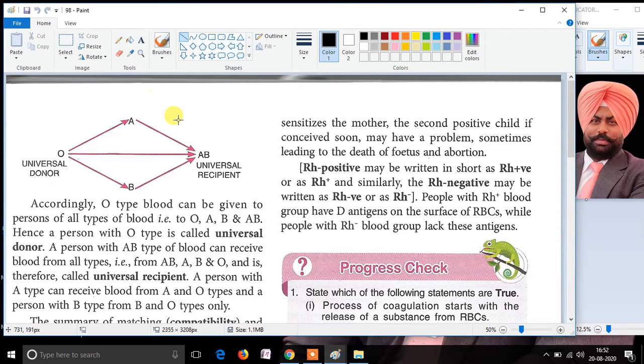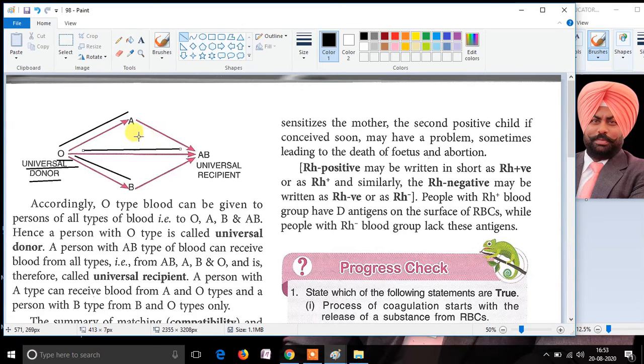First of all, we should understand which blood group can donate to which person. Here, blood group O is a universal donor. It means a person with blood group O can give or transfuse his blood to any person having any sort of blood group. This person having blood group O can donate his blood to a person having blood group A. He can also give his blood to a person having blood group B. He can also give his blood to a person having blood group AB.